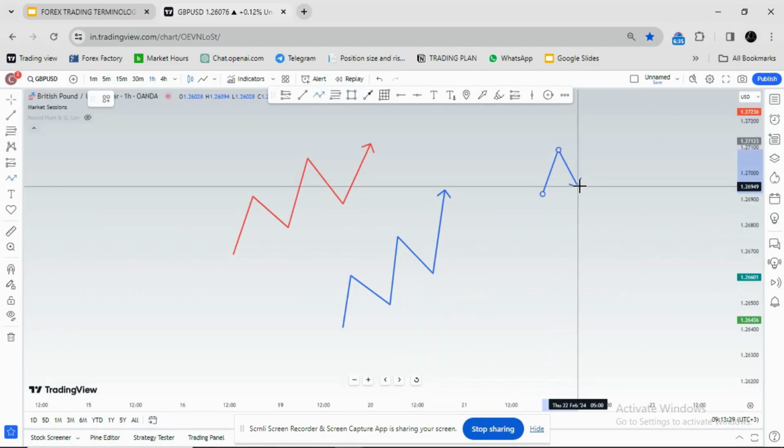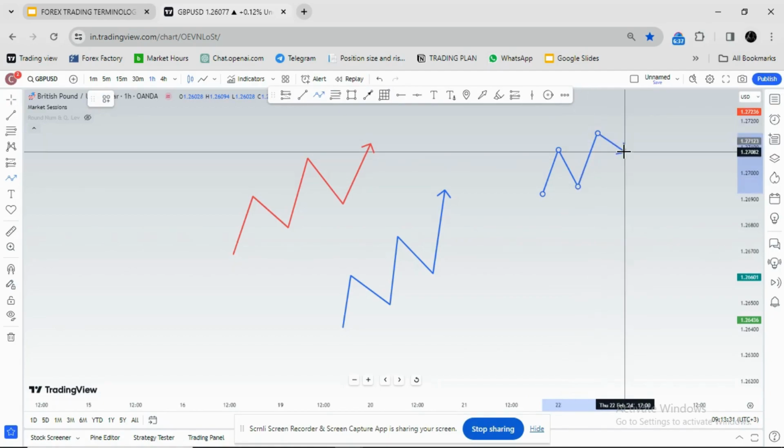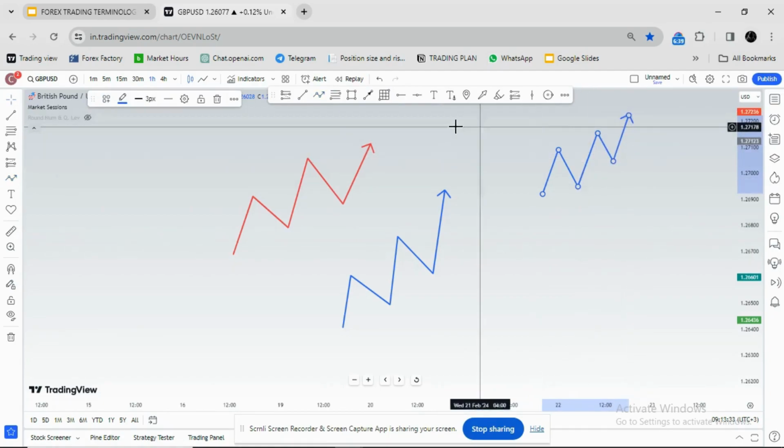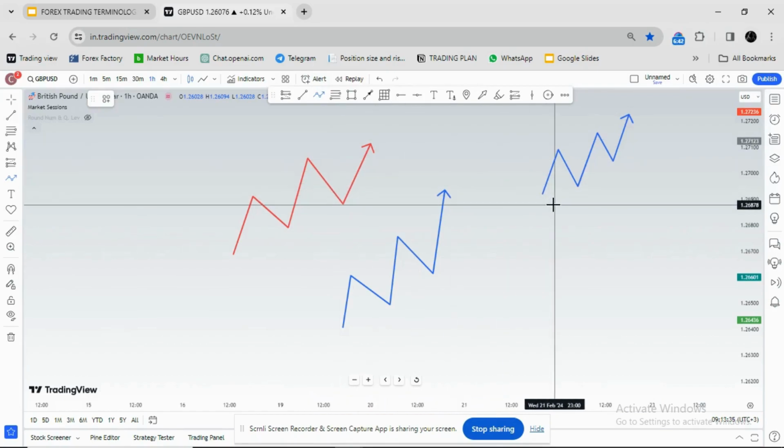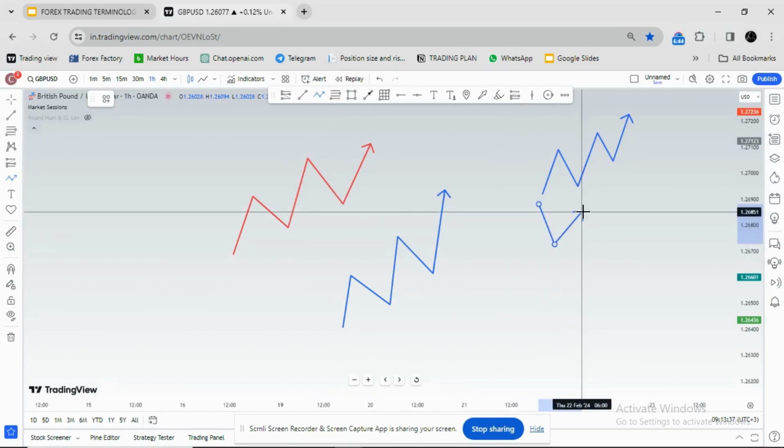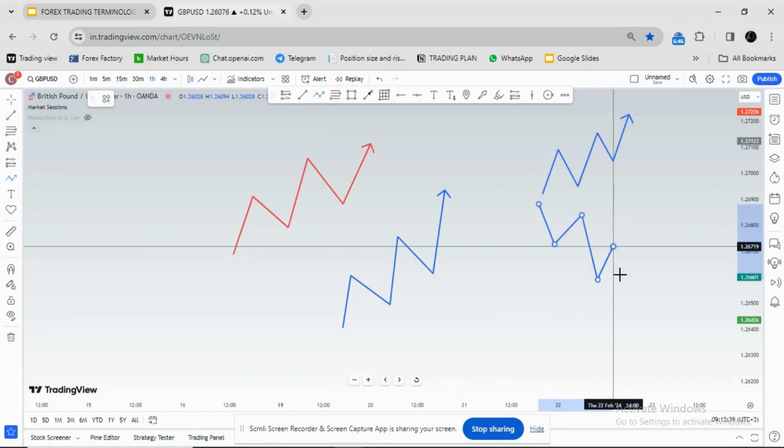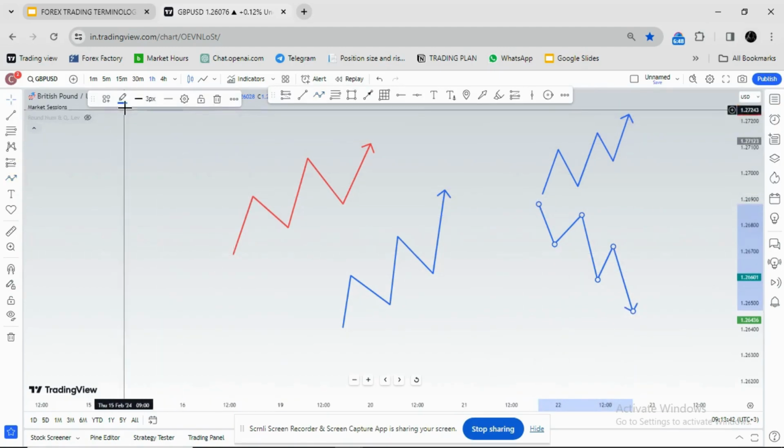But you see, a pair that is negatively correlated, you see the first one is on an uptrend, but the second one is on a downtrend, right?